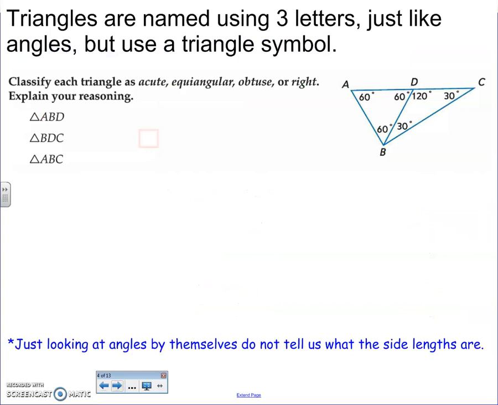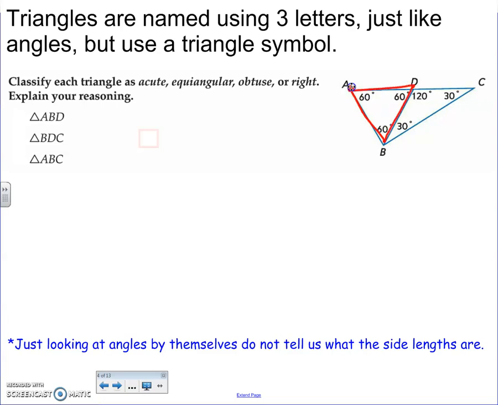Alright, so triangles are named using three letters, just like angles, but they use the triangle symbol. So classify each triangle as acute, equiangular, obtuse, or right, and explain our reasoning. So first is triangle ABD. So I go on here. Here's A to B to D, and it's a triangle, so we close it.